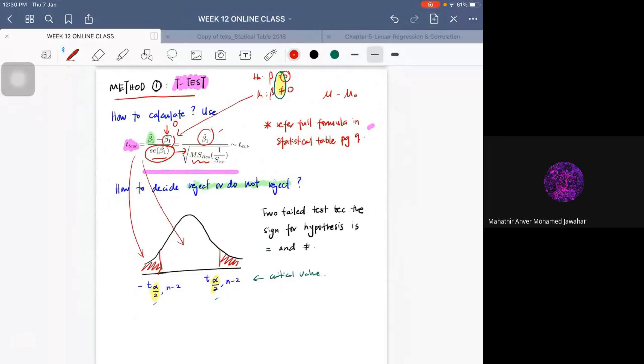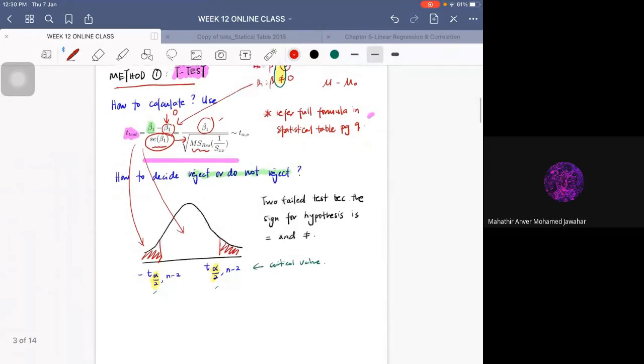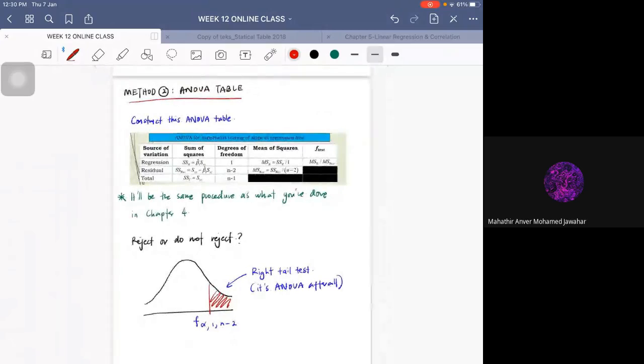And then after you're done with that, you are going to come across with the conclusion. So what is going to be the conclusion of that? So that is going to be the first method, which is t-test. Okay, the second method will be called the ANOVA table. So how do you construct the ANOVA table? It will be exactly the same idea as what we have seen in chapter 4.